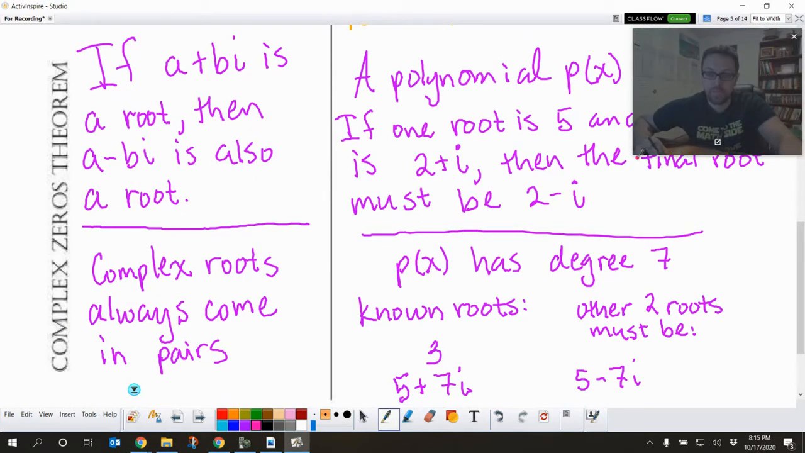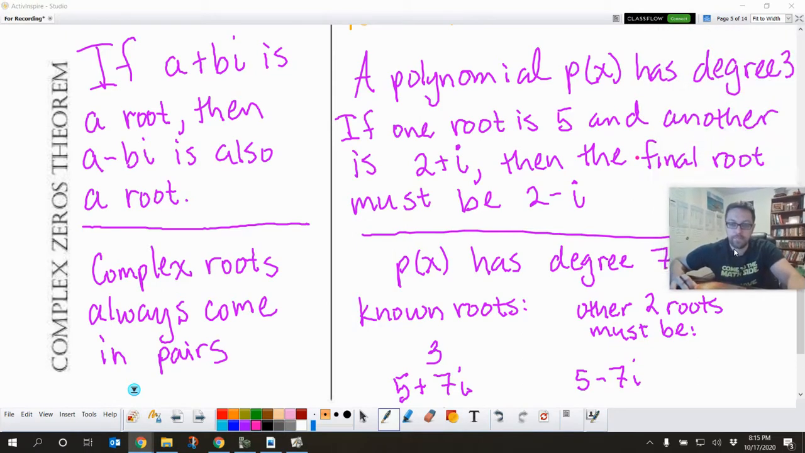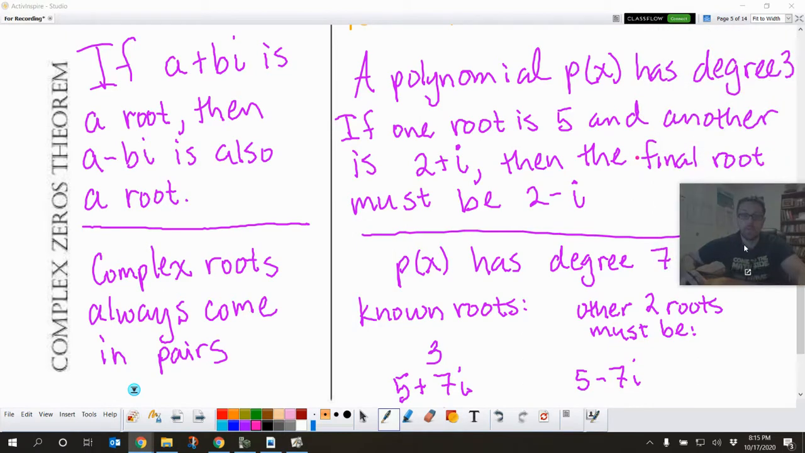So if a polynomial is degree 3 and one of the roots is 5 and another root is 2 plus i, it's got to have 2 minus i as one of its roots. We should always get pairs of these complex zeros. We should never get just the 2 plus i and not 2 minus i.